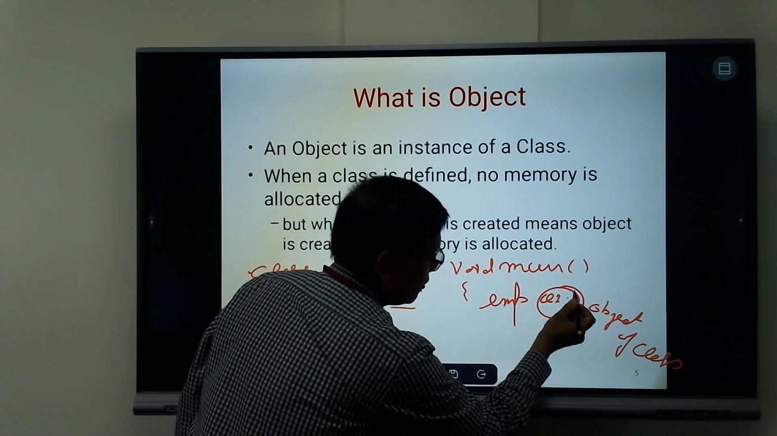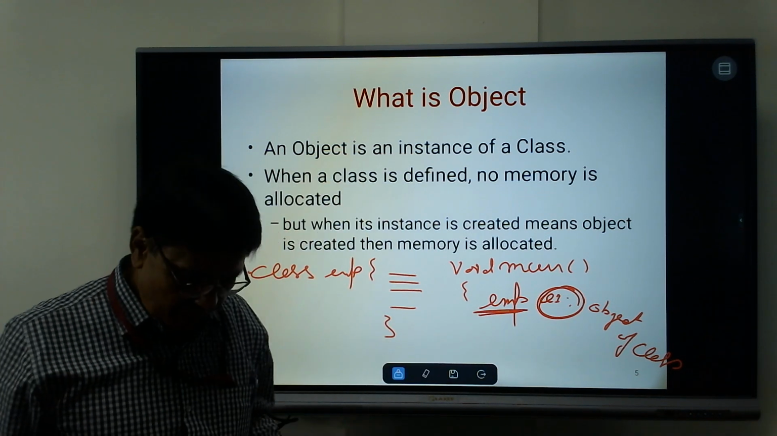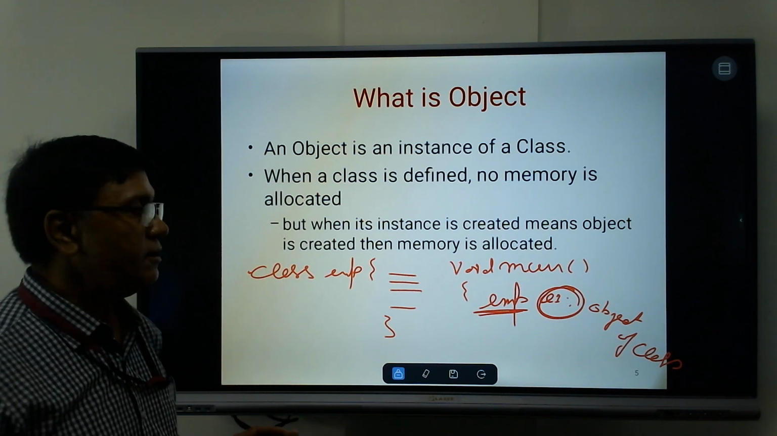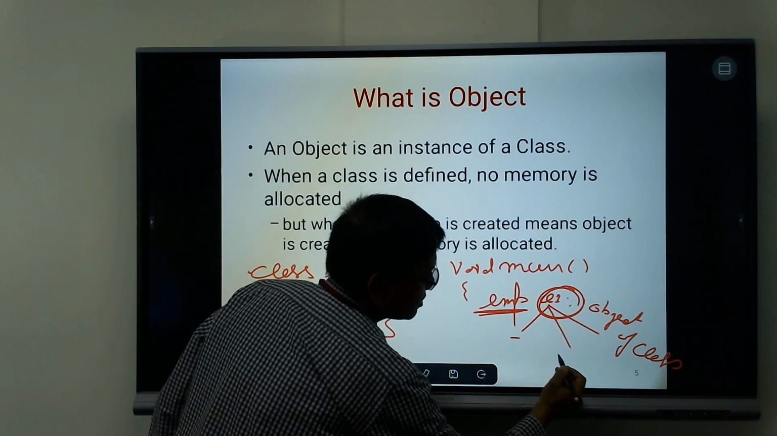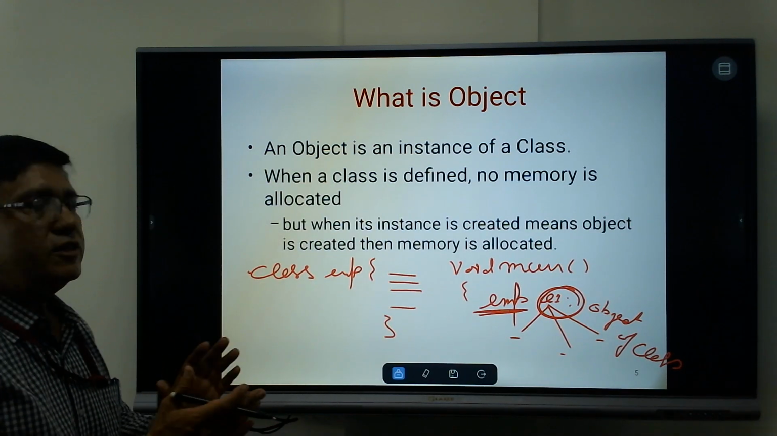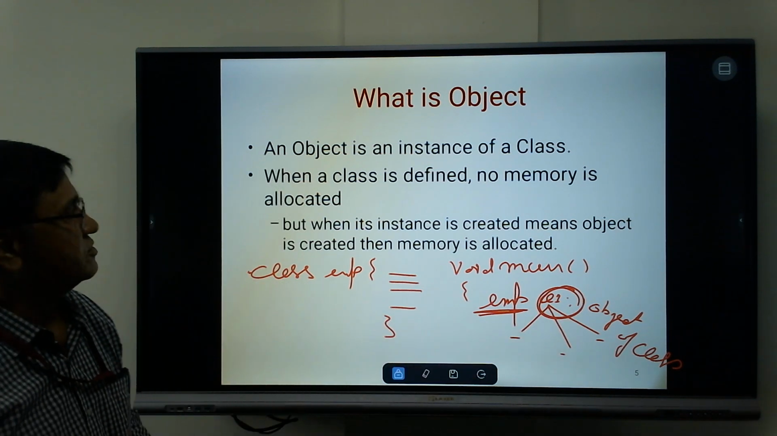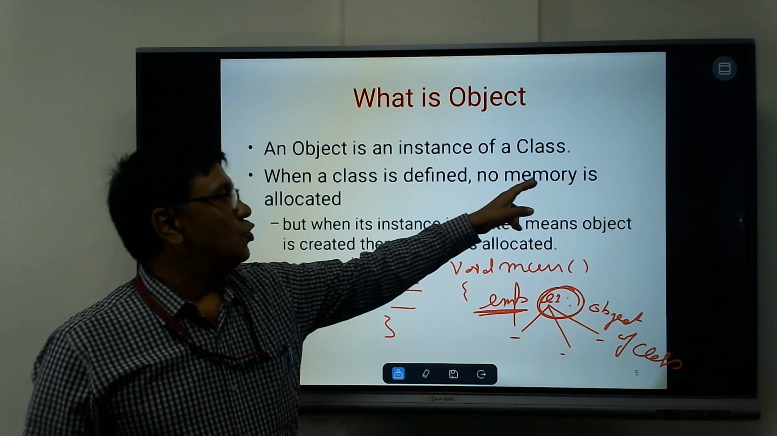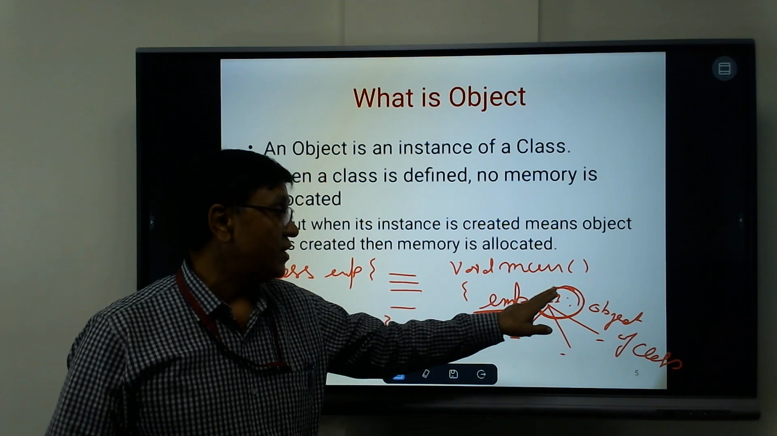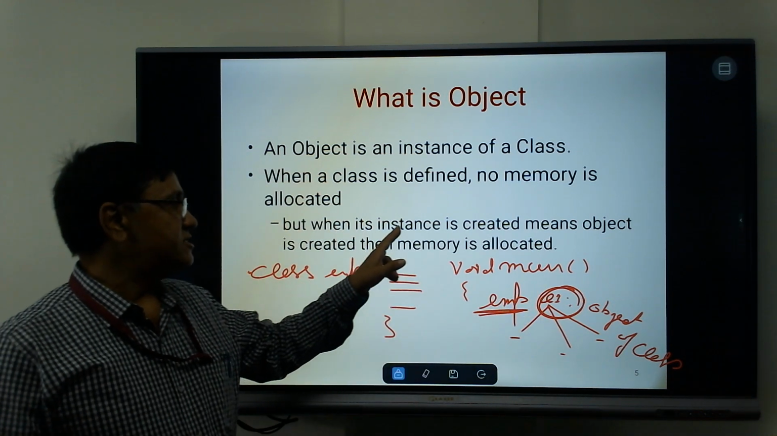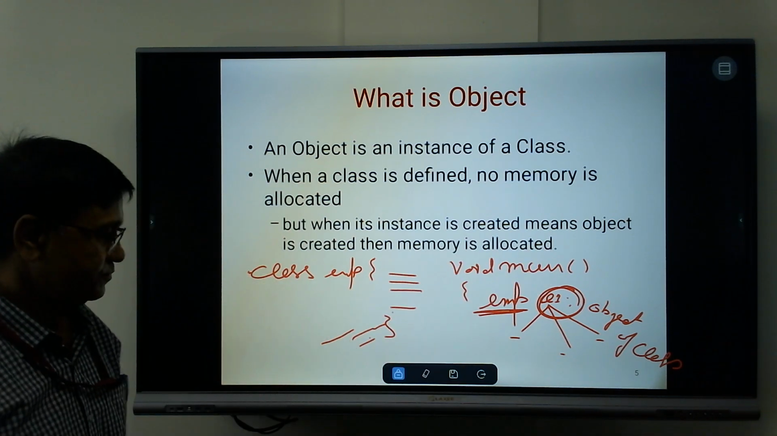So now, when we have created this employee class, its variables have not occupied the memory. But when the object is created, then all the variables which we have in the program get memory in the computer system. So without creating the object, we cannot call the functions. When a class is defined, no memory is allocated, but when the instance, that is E1, is created, meaning we are creating the object of the EMP class, then memory is allocated. Is that clear?